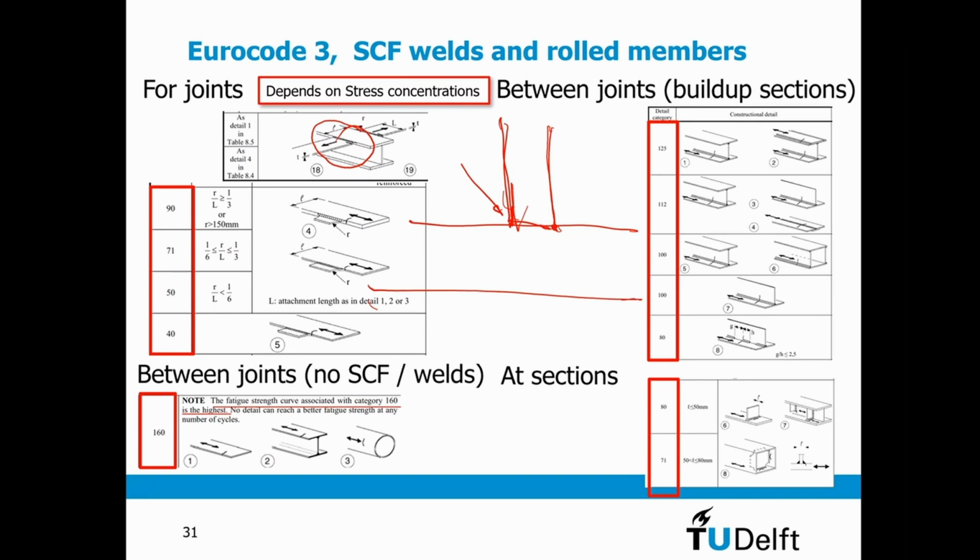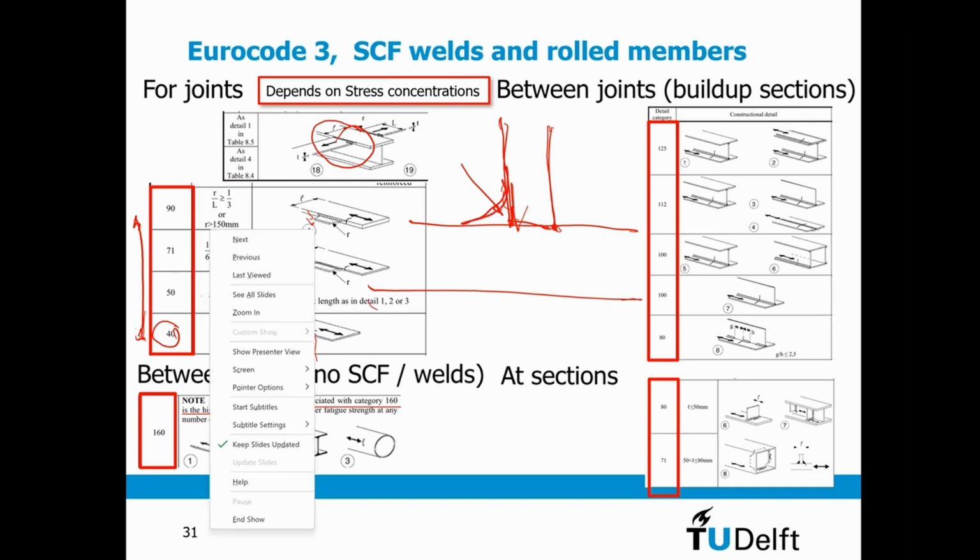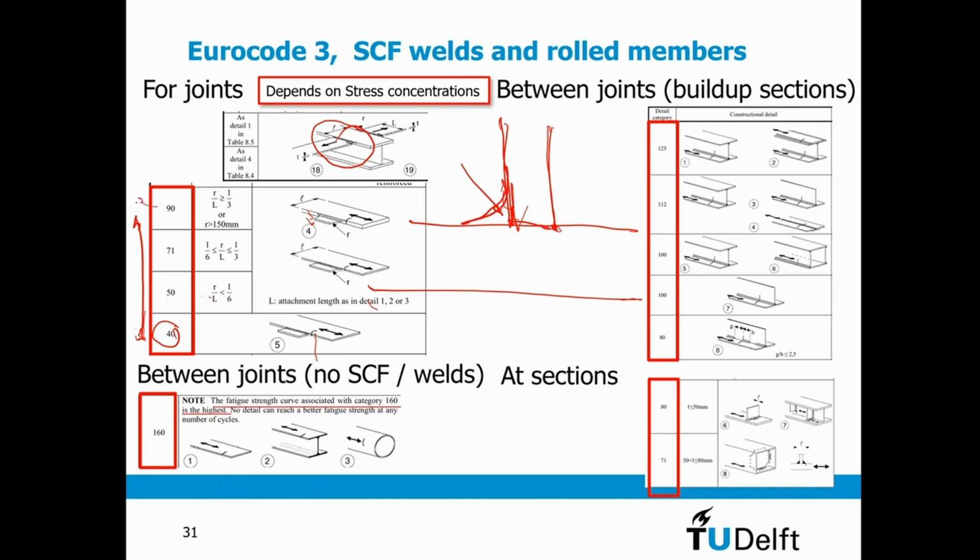And what you see in the Eurocode 3, I picked examples from different standards just to show that they all work in the same way. Depending on how smooth I make this deviation, I get a different classification. If I don't do anything, then I have a fat class of 40. If I improve it a bit, so I have some kind of a curve here, depending on the radius of my curve, I can go from 50 all the way up to 90.